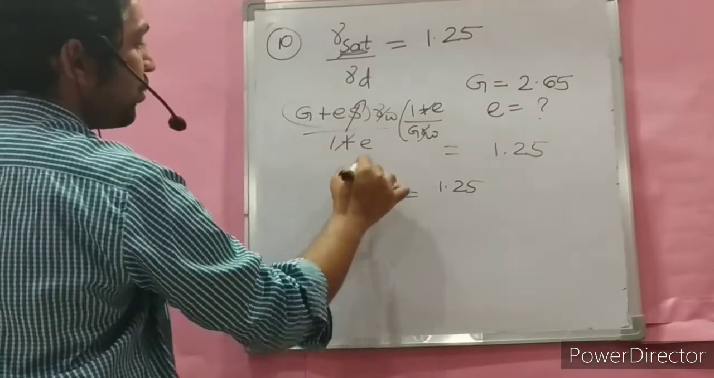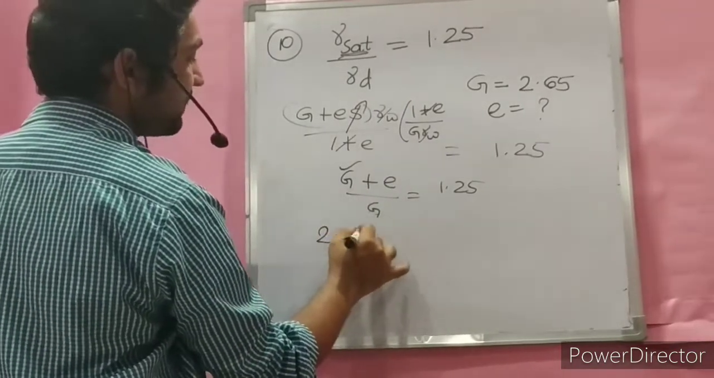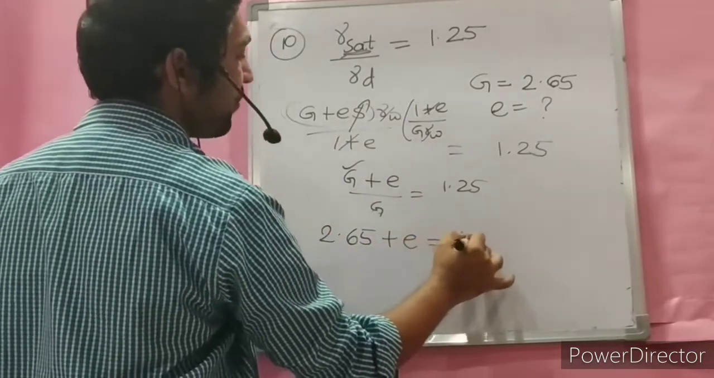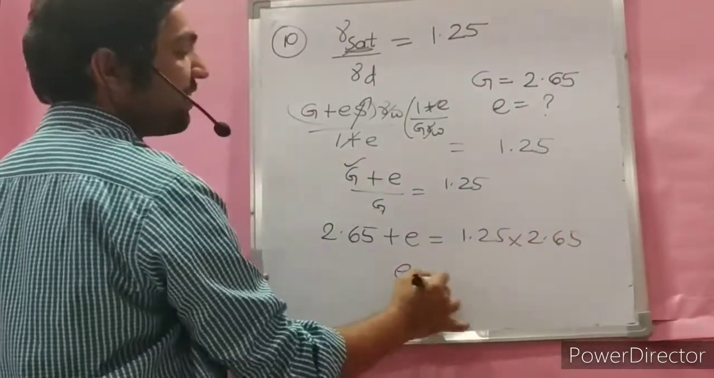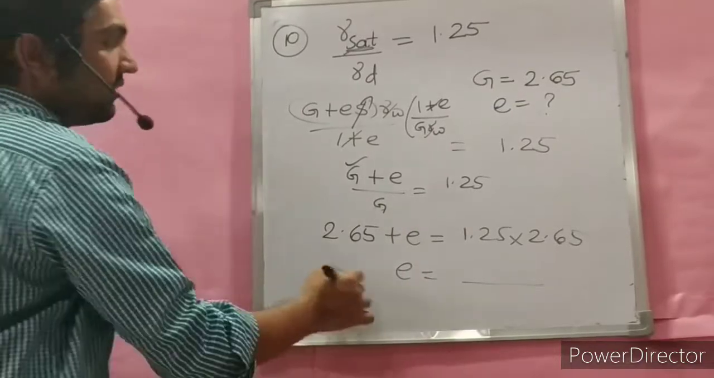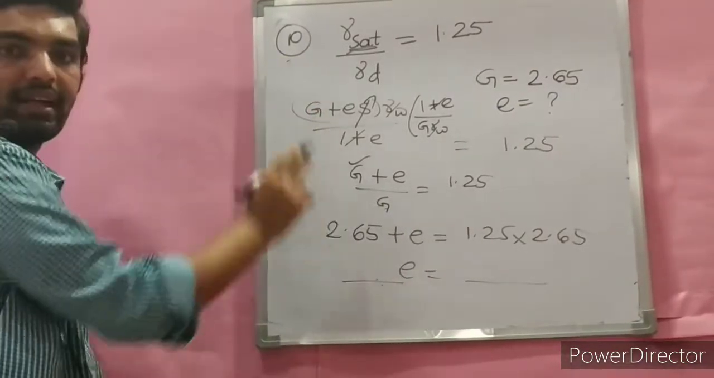Specific gravity is known, 2.65. 2.65 plus e is equal to 1.25 into 2.65. Everything is known. Calculate e from this equation. This is the solution for question number 10.